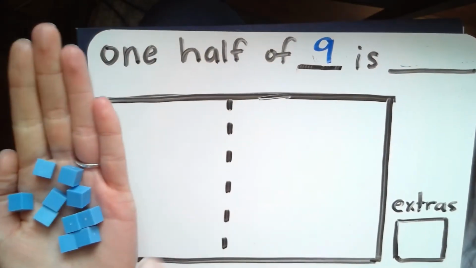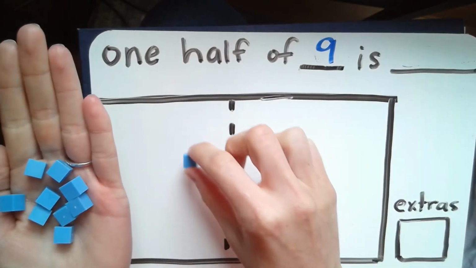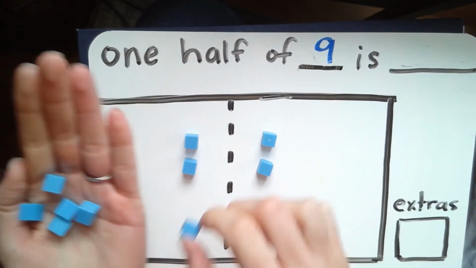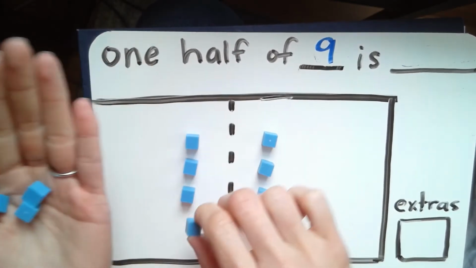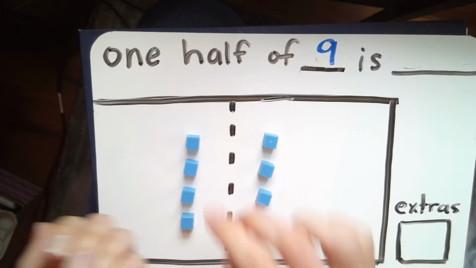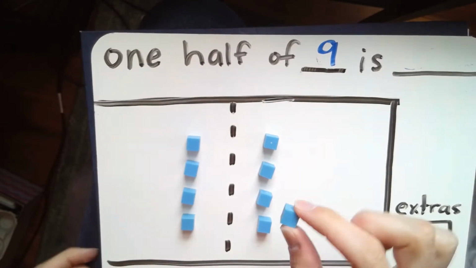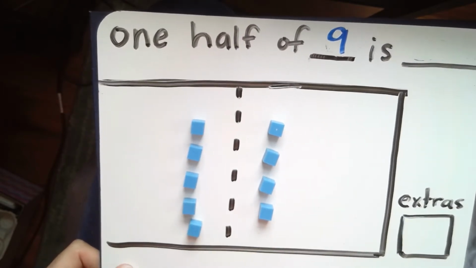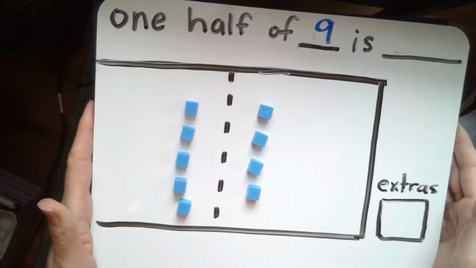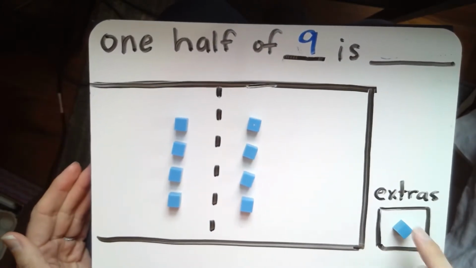Now I'm going to not trade, sorry. I kept saying that last video. We're not trading, we're just passing out 1 to each side to keep the sides even. 1, 2, 3, 4, 5, 6, 7, 8. Oops, I had too many. 1, 2, 3, 4, 5, 6, 7, 8, 9. What would happen if I put my 9th one on this side? This would have 5, this would have 4, and they wouldn't be even. So I can't do that. What do I need to do? That goes into the extra.